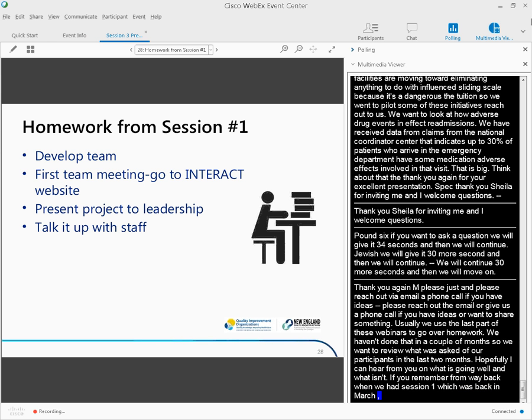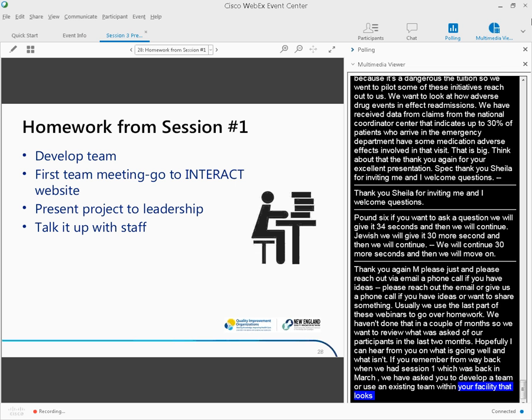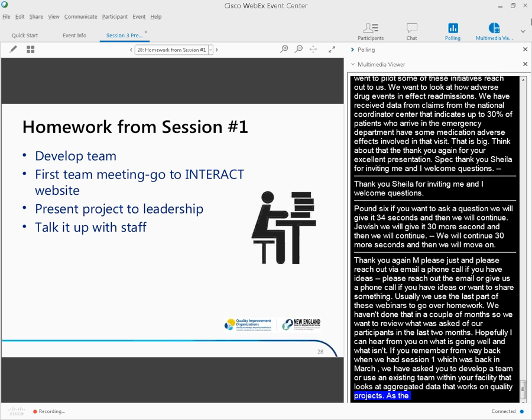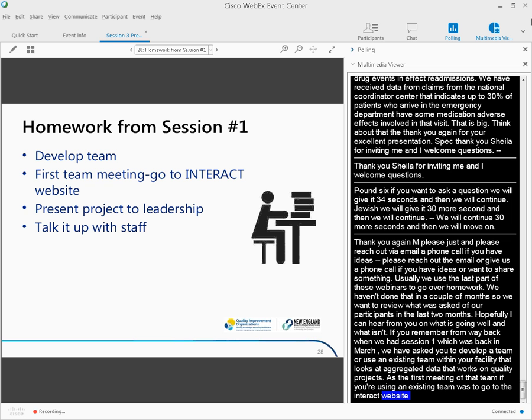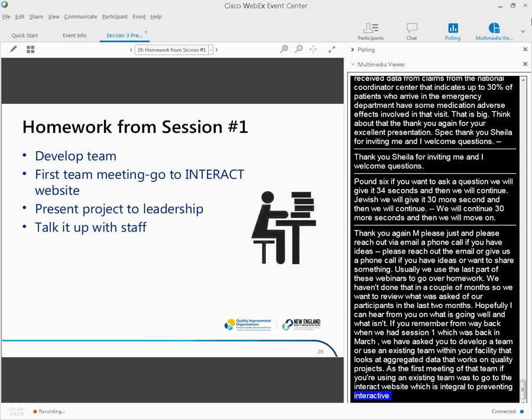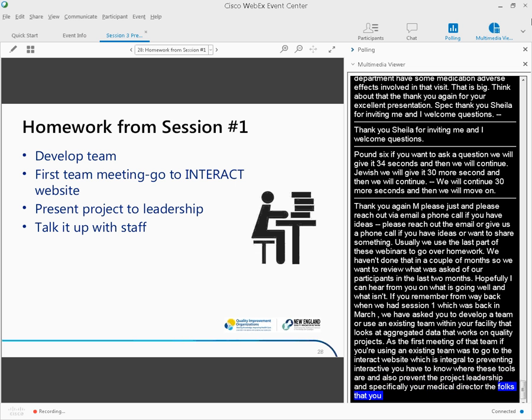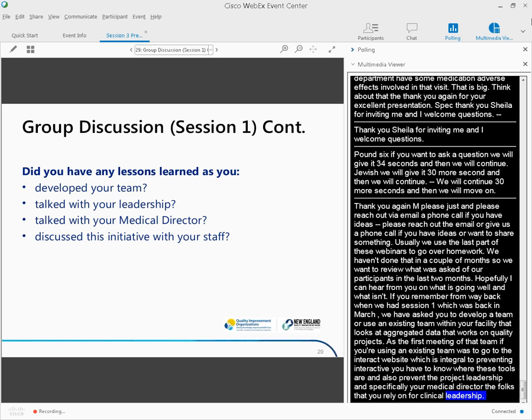We had asked you to develop a team or use an existing team within your facility that looks at aggregated data, that works on quality projects. At the first meeting of that team, or if you're using an existing team, as part of the agenda of that team, was to go to the Interact website, which of course is integral to implementing Interact. You've got to know where these tools live. And also present the project to leadership, and specifically your medical director, your APRN, the folks that you rely on for clinical leadership, and let them know that this is a new initiative, and talk about it with your staff.